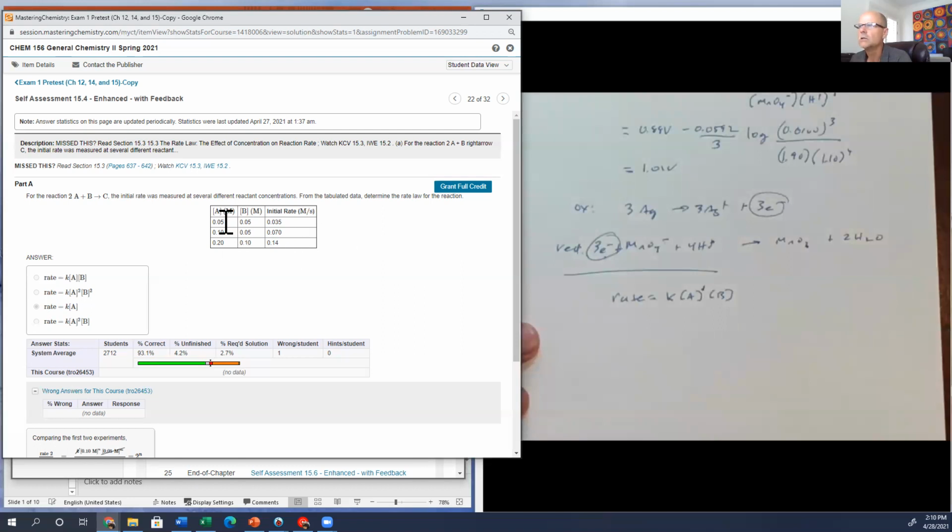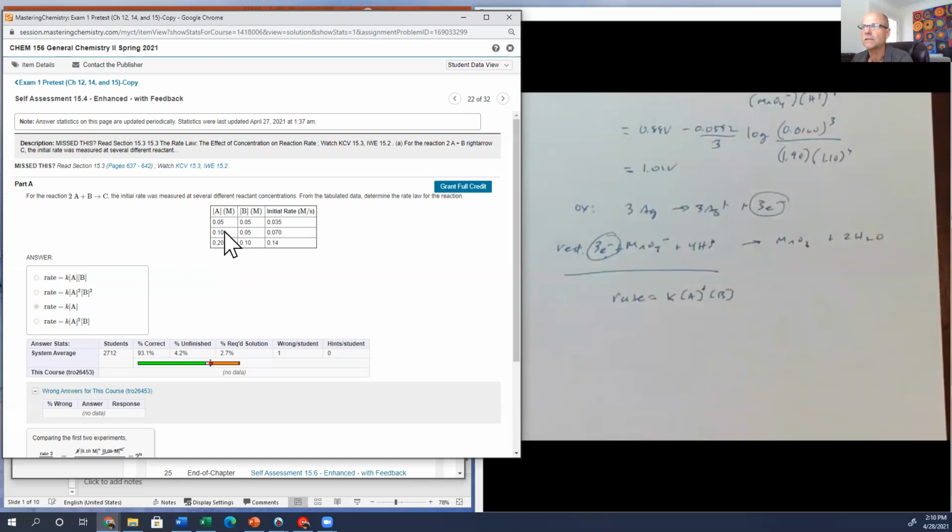So notice what happened. You quadrupled A, you doubled B, and you quadrupled the rate, right? It went from 0.035 to 0.140, which is 4 times bigger. So you look at the first value and the third value in the table. You could look at these two. That's another possibility too. You can take any one. I mean, we could do it that way too.